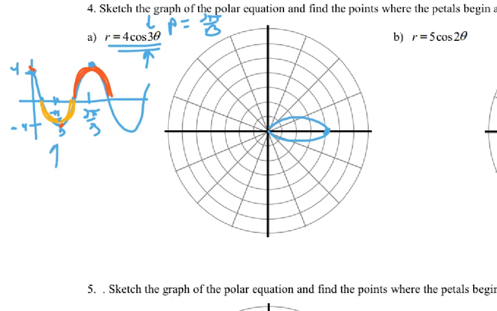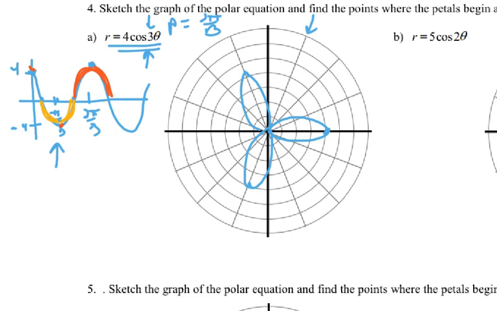Alright, this one is a negative 4. So we're at pi over 3, but it's a negative 4. So pi over 3 would be around here, right? But we're at a negative 4, so we're going to be over here. 1, 2, 3, 4. Okay, and then at 2 pi over 3, we're at 4. So 2 pi over 3 would be right over here. 1, 2, 3. That puts us right here. So that's what our flower would look like.